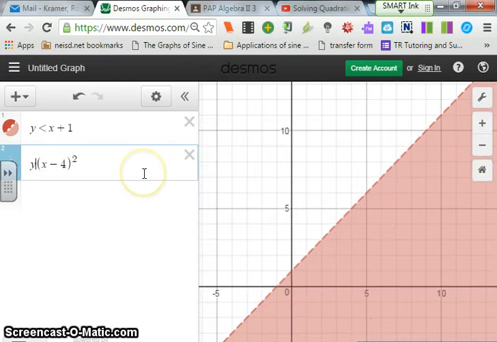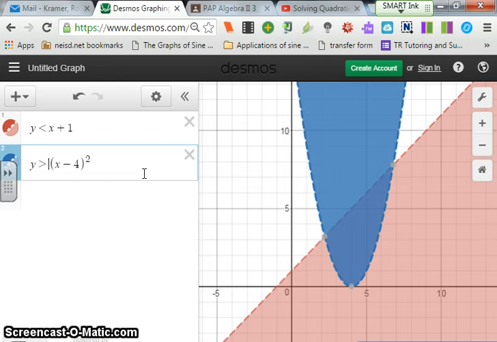If I change that to a greater than, then the solution would be located inside where they overlap. But since these are dashed lines, none of these points are solutions. The border is not a solution in this case. If it was a solid line, then yes. Okay, so always remember where they overlap.